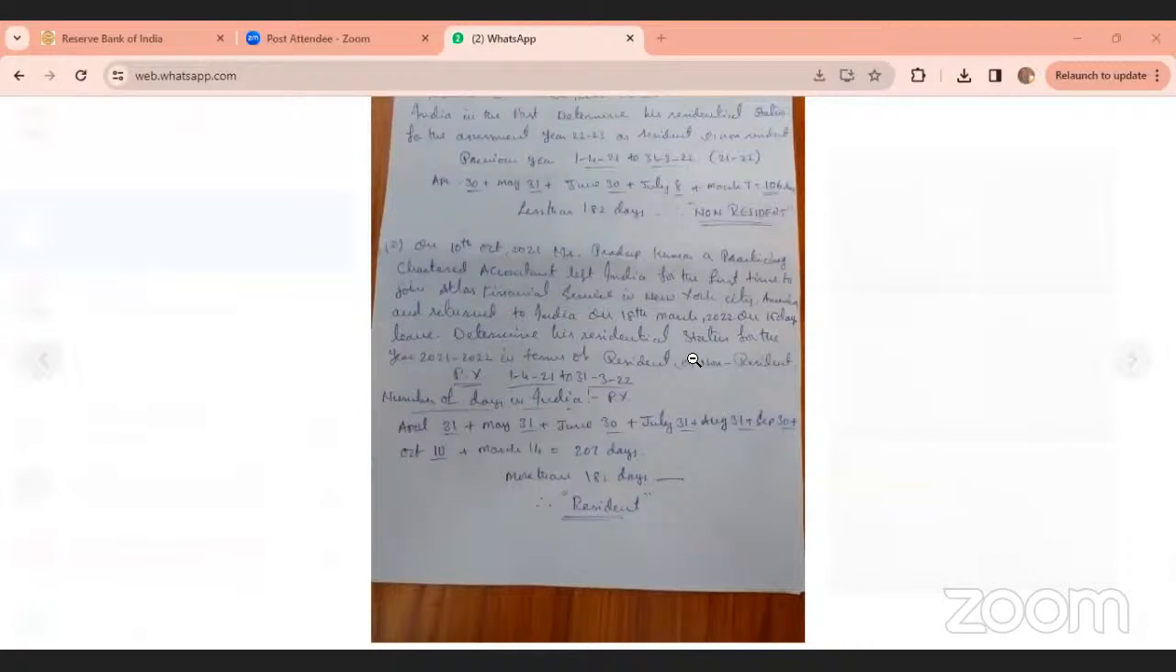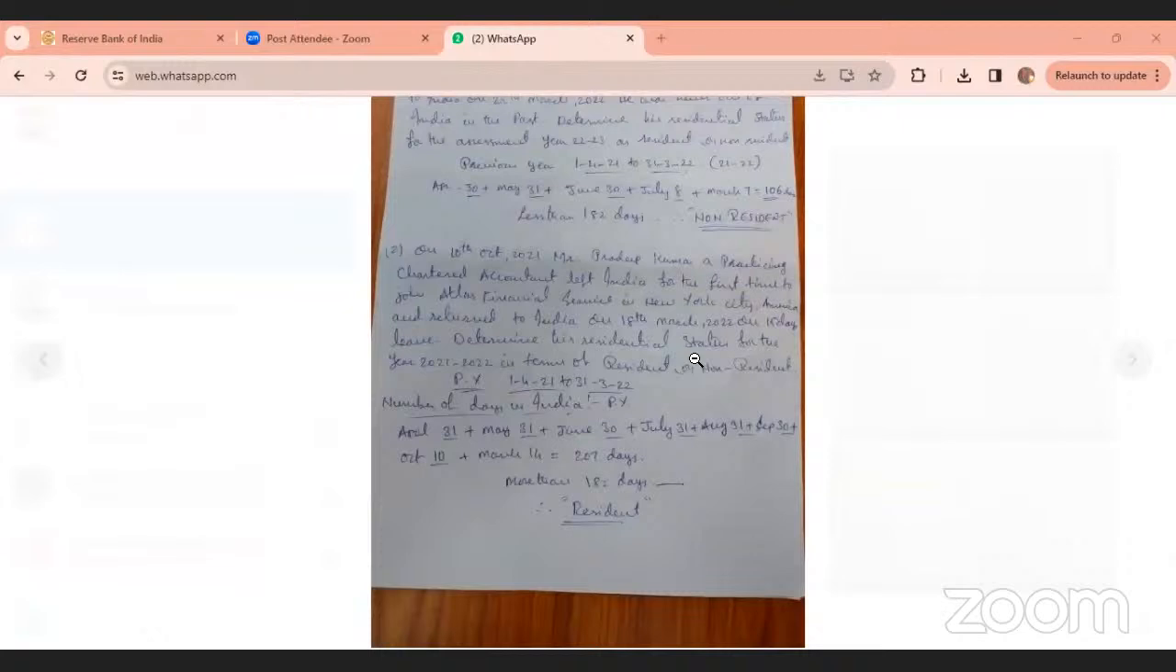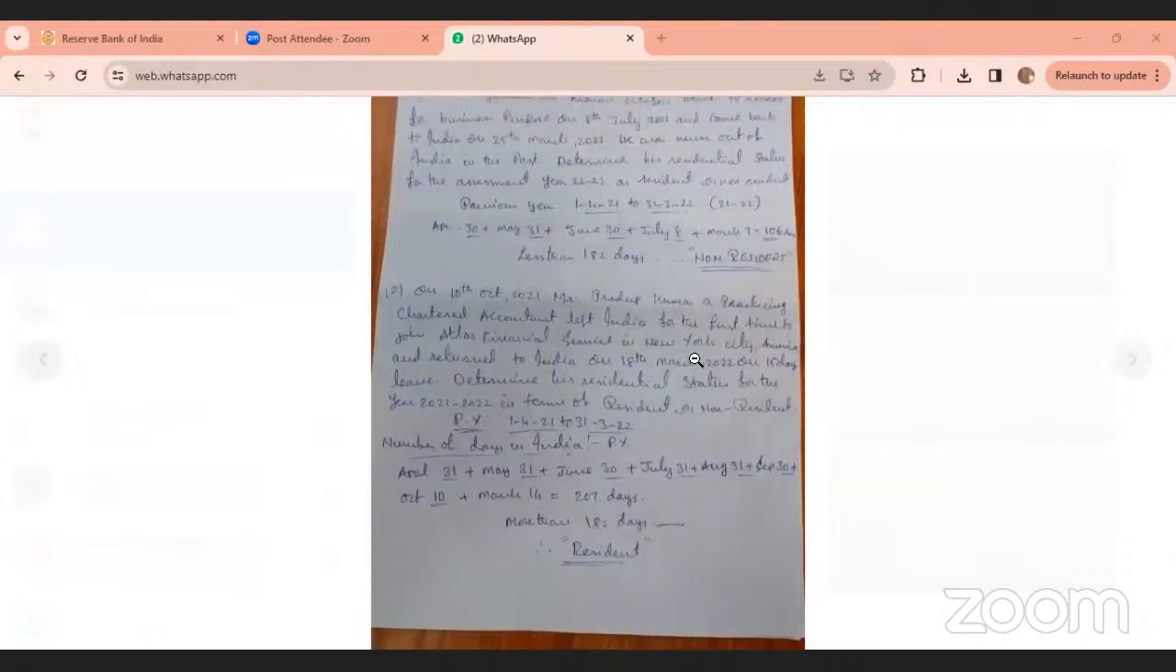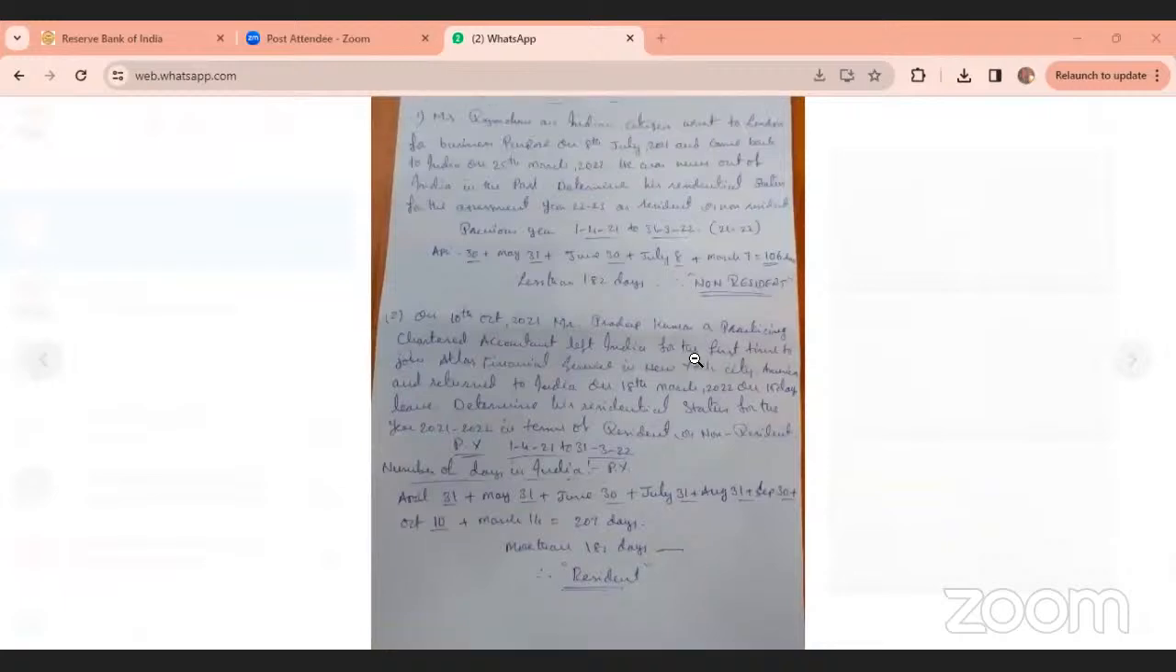Previous year is 1st April 2021 to 31st March 2022. Yeah. Now, here from April to October, how many days? And also you find out up to 18th March. That is the reason March 14th. So total how many days? 207 days. So more than 182 days now. So he satisfied one of the basic conditions. So Mr. Pradeep is called resident. Like that, you have to find out the residential status of the individual.